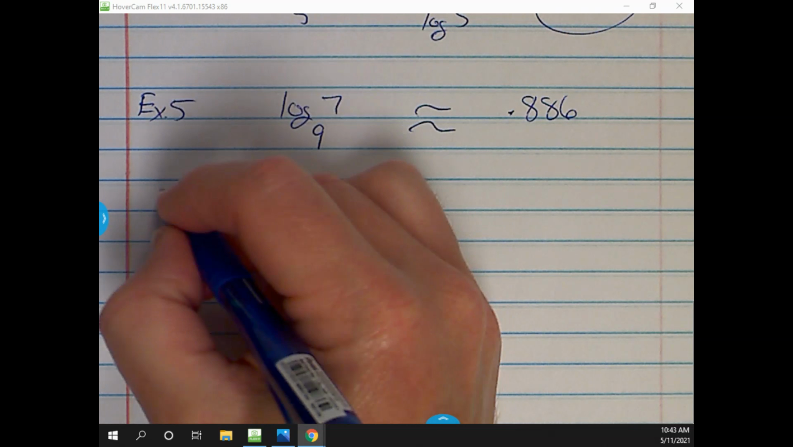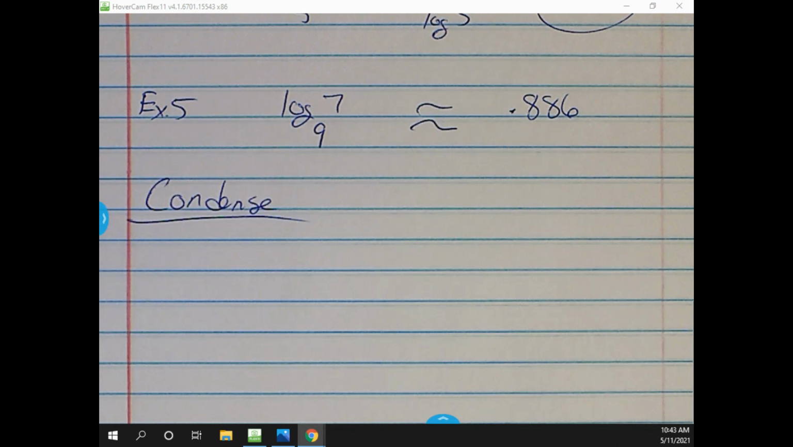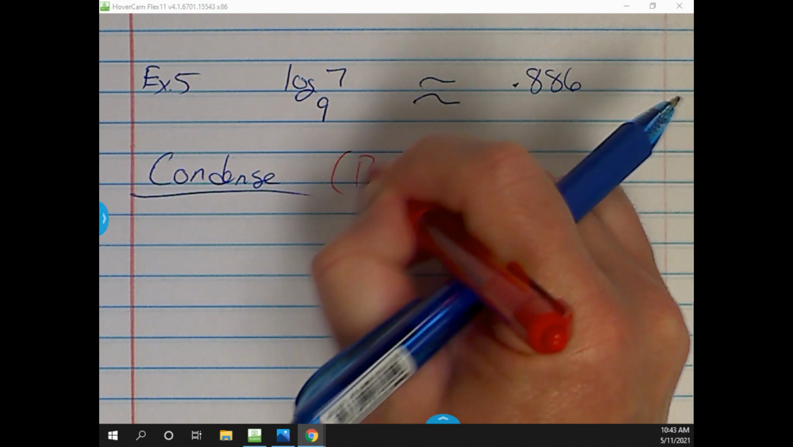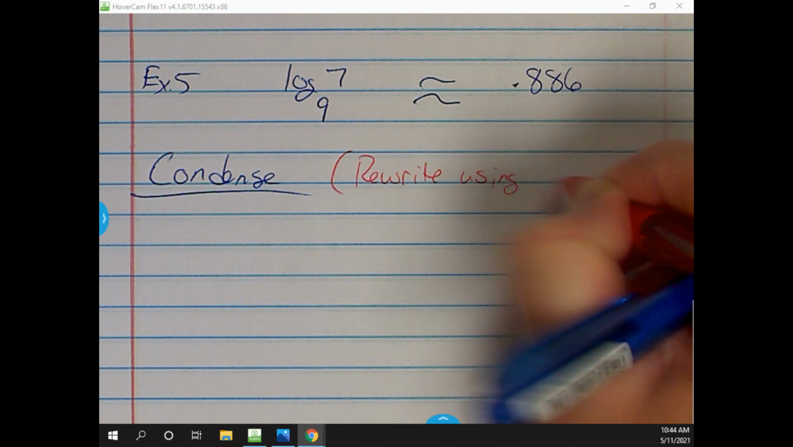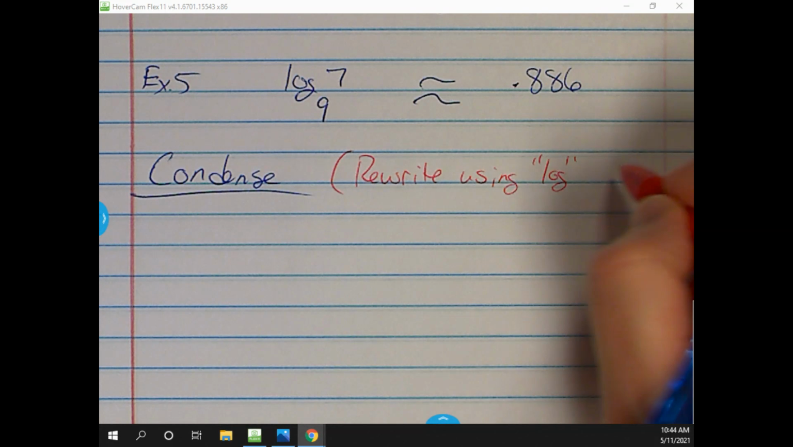All right, last thing we have to do is they're going to tell you to use the properties to condense. Condense just means you rewrite it using the word log just one time.